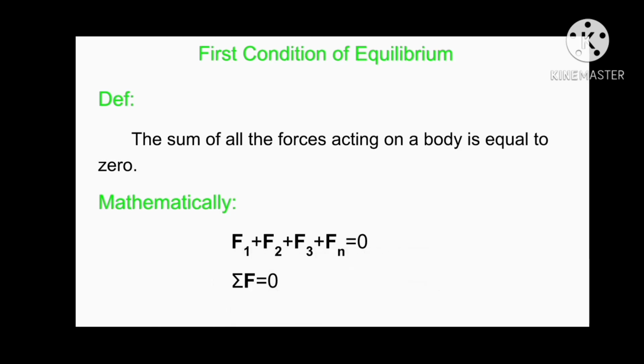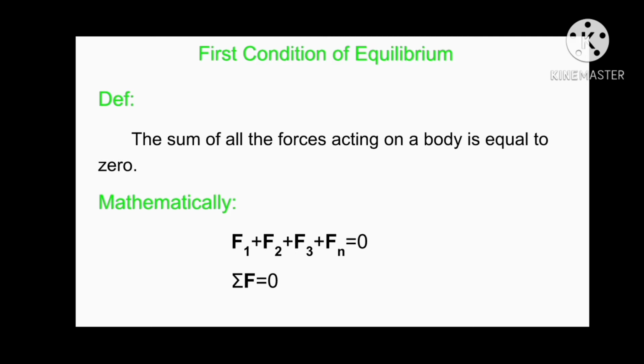The sum of all the forces acting on a body is equal to 0. Means we have a body and there are multiple forces acting on the body, then the sum of all these forces shall be equal to 0. Mathematically, we shall write it as F1 plus F2 plus F3 plus Fn is equal to 0. F1 shows the first force, F2 shows the second force, F3 shows the third force, and Fn shows any number of forces. And here you can see that I have bolded the F. It is because force is a vector quantity, not a scalar quantity.